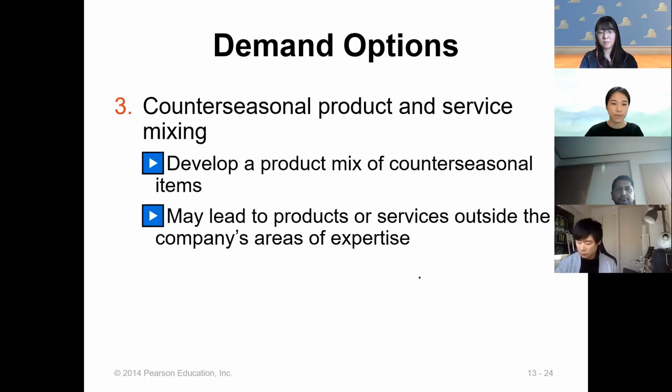Or you can produce counter seasonal product, like the lawn mower just now. That is counter seasonal product. So your company, production, must think about not just producing one season product. Okay, you must be able to have a product mix. Winter season product must be produced during the summertime. Summertime product produced during the winter.